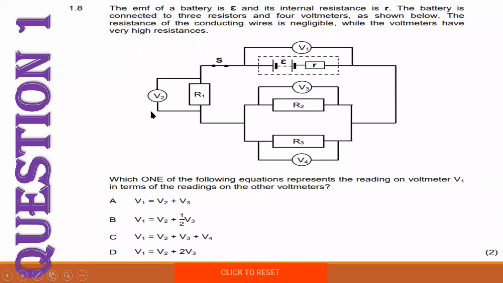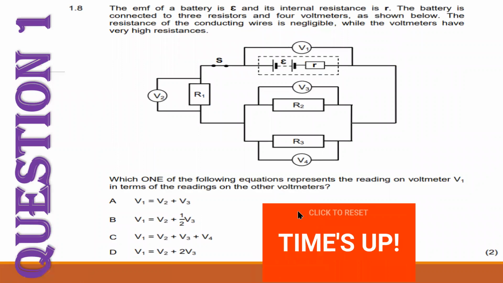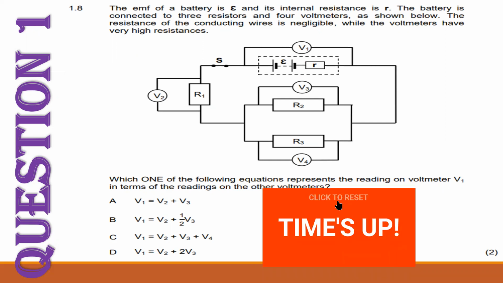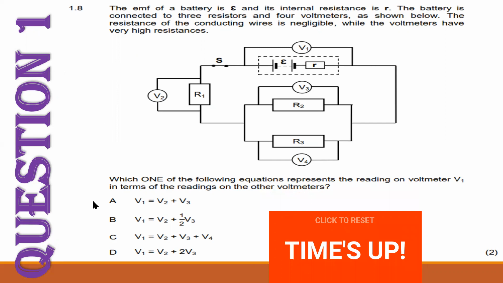Our question 1.8 is about electric circuits. Which one is correct about V1? Please check the electric circuits and try which option is correct. This is our question 1.8. Today we are going to go till 1.10 and then next lesson question 2. Okay, so let's continue.